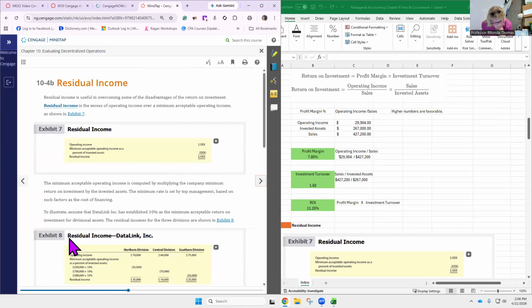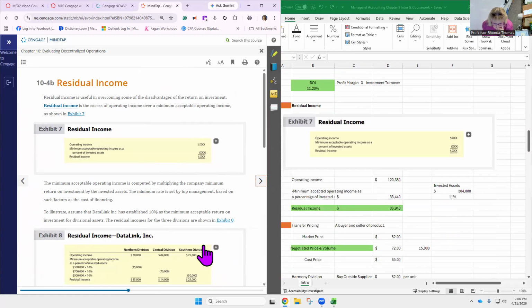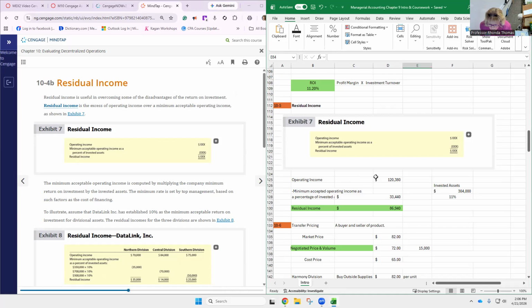Okay, so once again, residual income is the excess of operating income over a minimum acceptable operating income. So a business can decide what their minimum is. All right, so this is calculating residual income. You need operating income to get started. Then you're going to have some kind of a minimal accepted operating income as a percentage of the investments, okay, of investment assets.